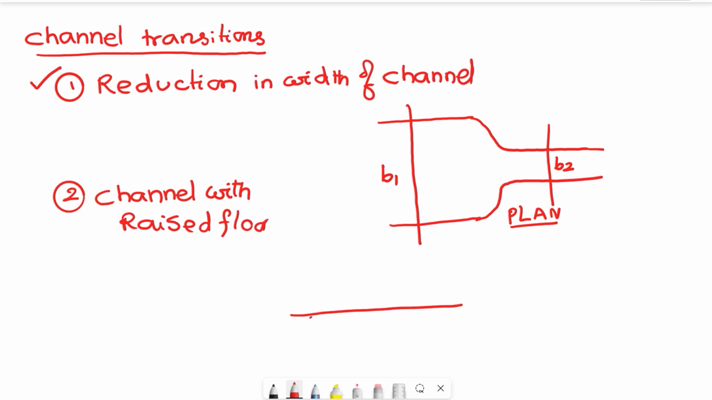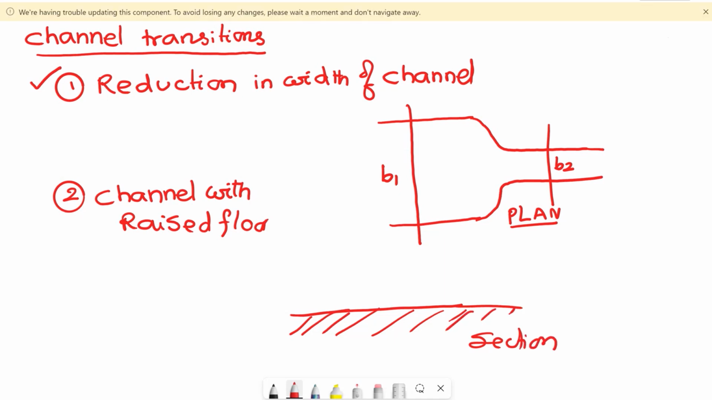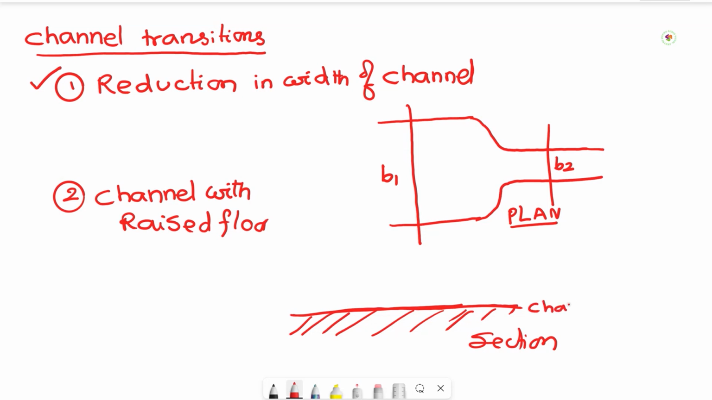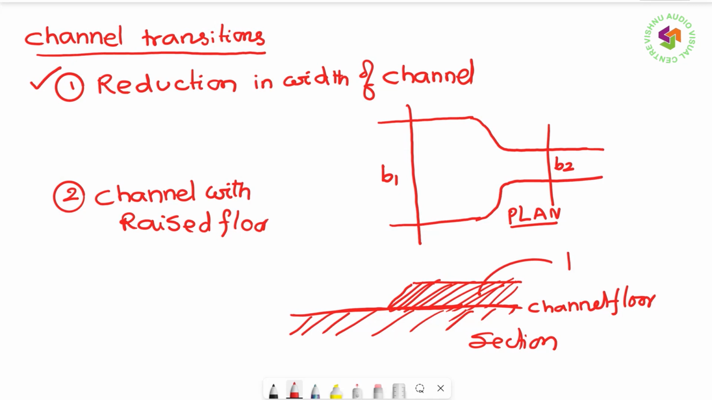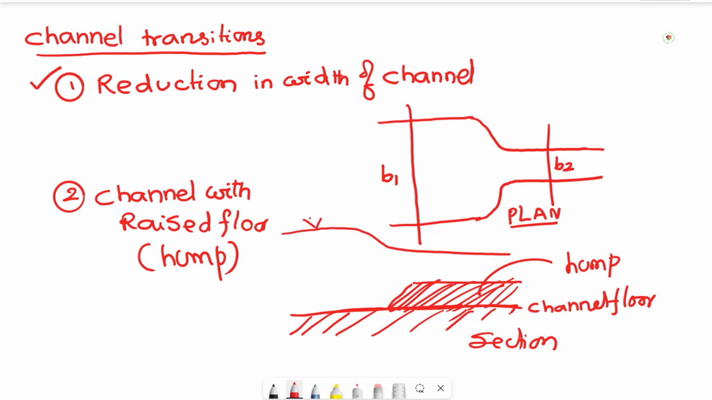That is, if you take the section, this is the section I am drawing. This is the channel floor. Here a hump is kept. That means the floor is raised at this point. This is what we call the hump. So these are called channel transitions. This is the water level, and this is how the water levels will be. So these two are called transitions.